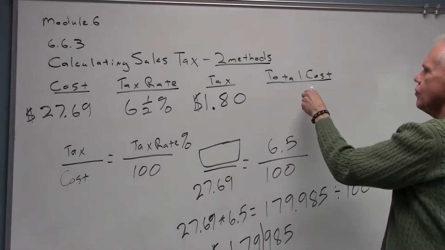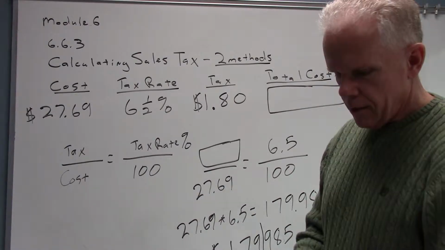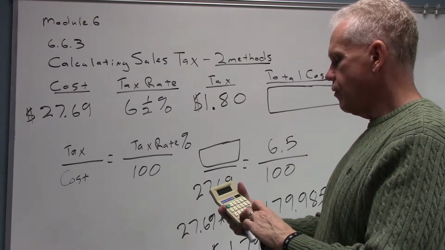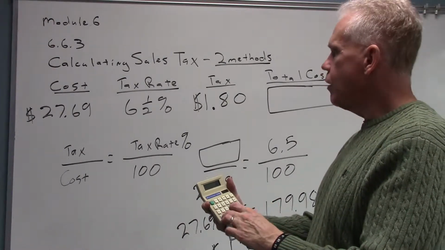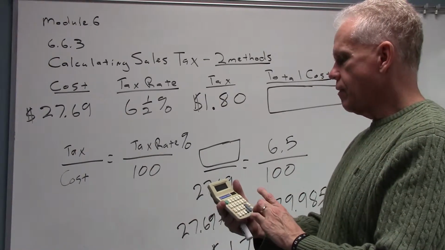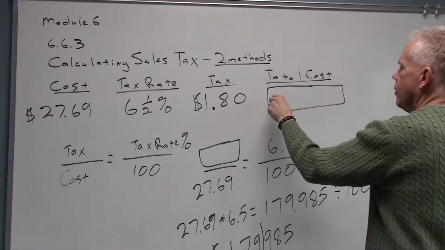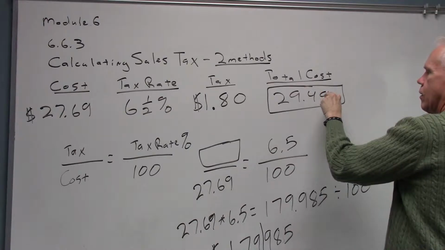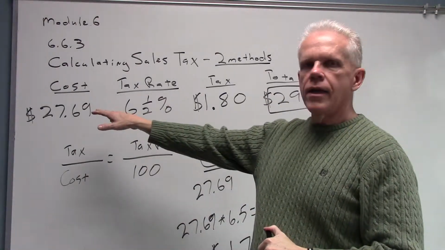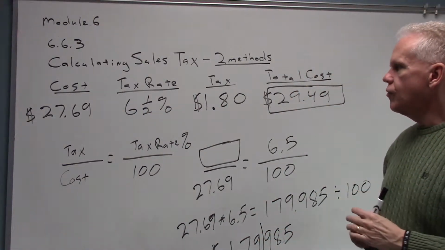Now my total cost this time is going to be that $1.80 plus how much this thing cost, $27.69, because I'm adding tax. That gives $29.49, which is how much I should pay if the item that I'm buying costs this much, had this much as the tax rate, this much tax, and that's my total cost.